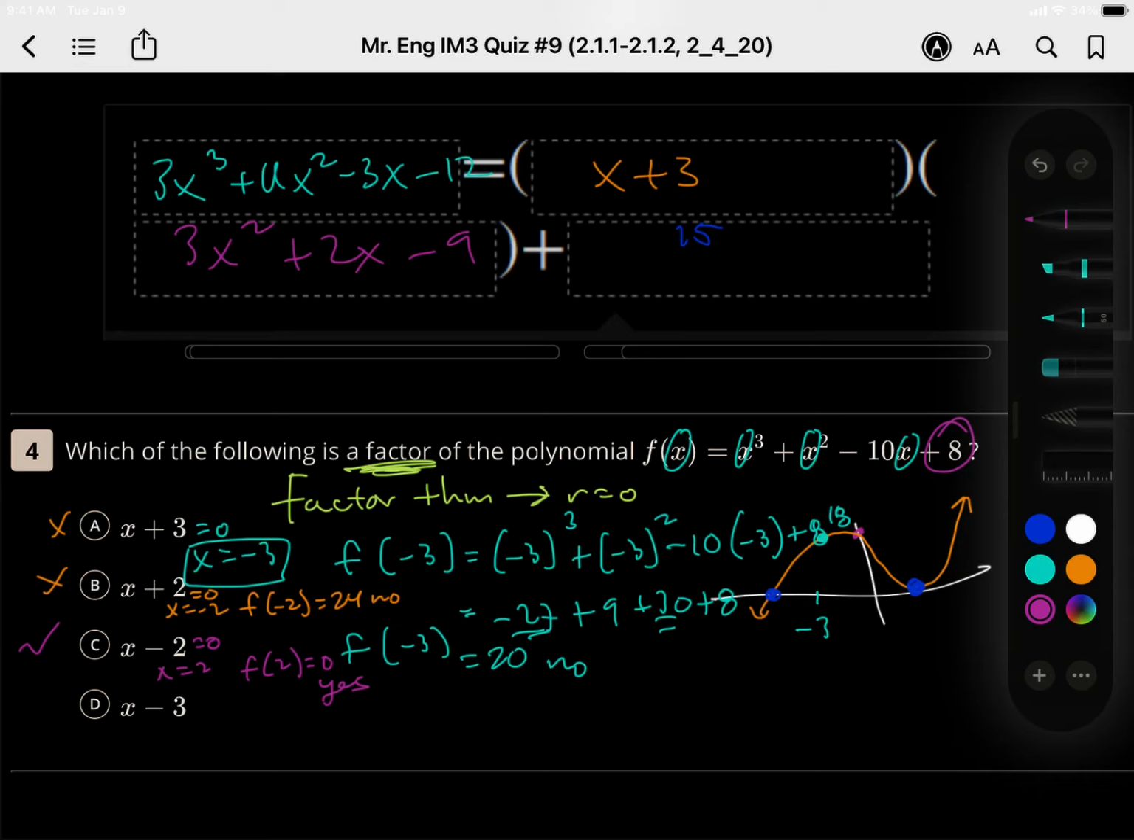And just to double check, I always, for multiple choice, do every single problem. Add 3 to both sides, x equals 3, and when you put in 3, you will get 14. And is that equal to 0? The answer is no. So the answer would be C.